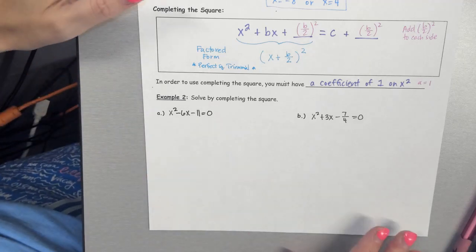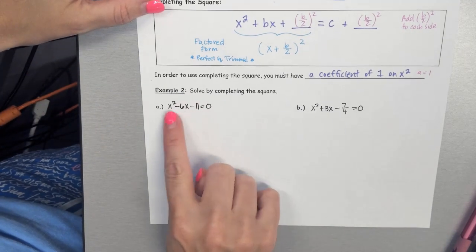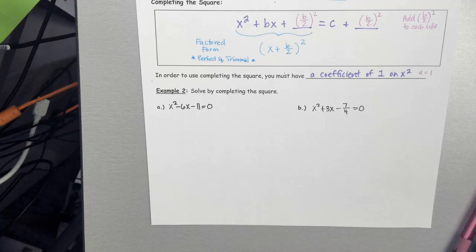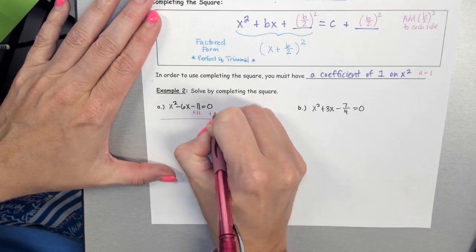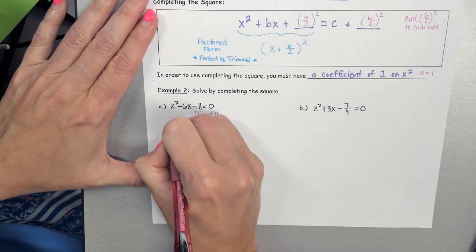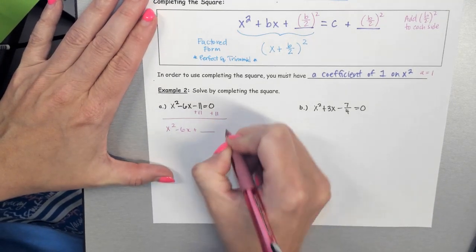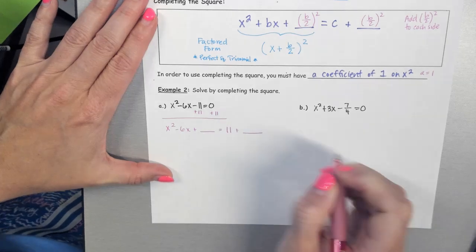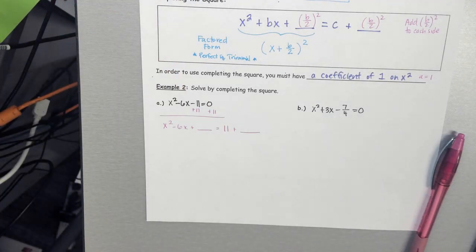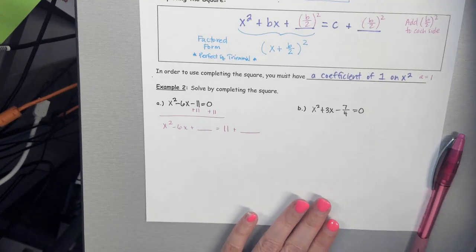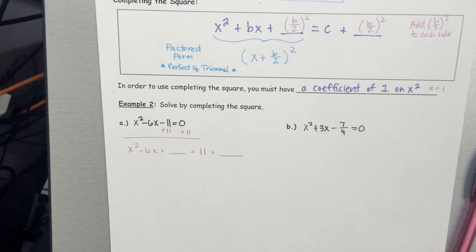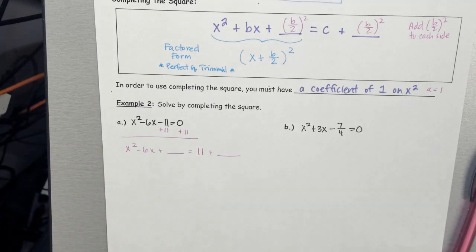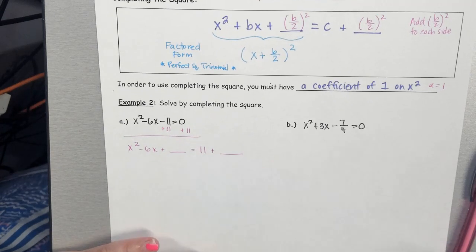All right, so let's see what that looks like with this value. So your c value is the constant. The first thing we're going to do here is add 11 over. At this step, I do put the plus blanks so that you can see what you're filling in. Okay, so we're going to take half of b and square it. That's what's going to go in here.